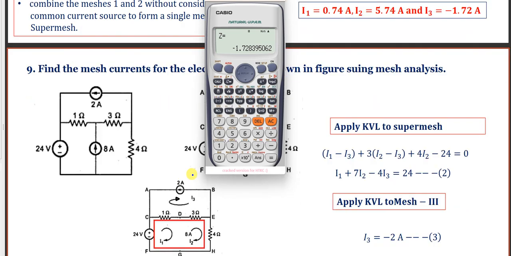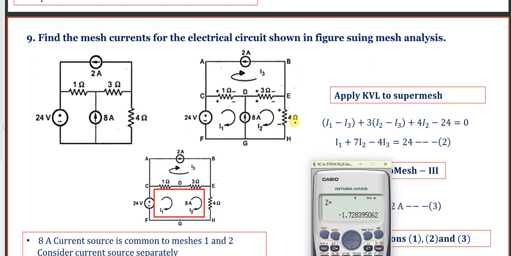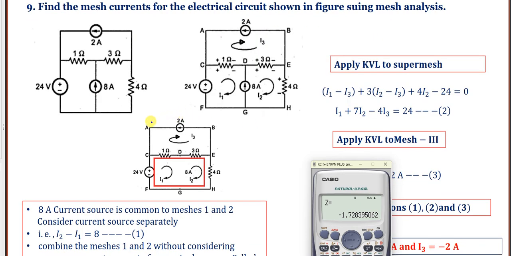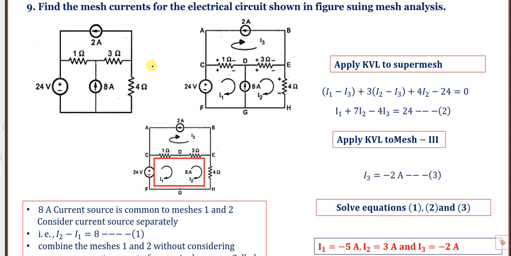Second problem. Let us do the second problem. This is also super mesh. Find current through each mesh using the super mesh analysis. How many meshes are there? Three meshes. Mesh 1, mesh 2, mesh 3. You can write mesh 1, this is mesh 2, third one is mesh 3. All are clockwise only.